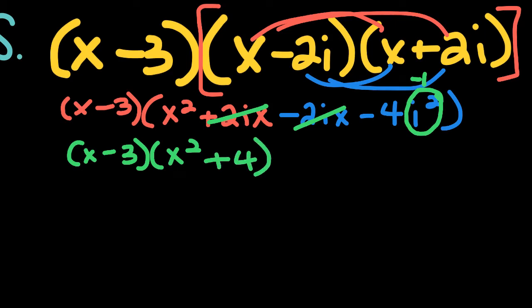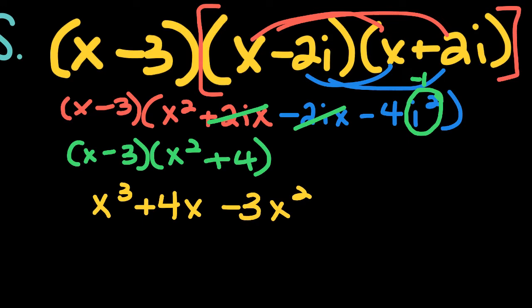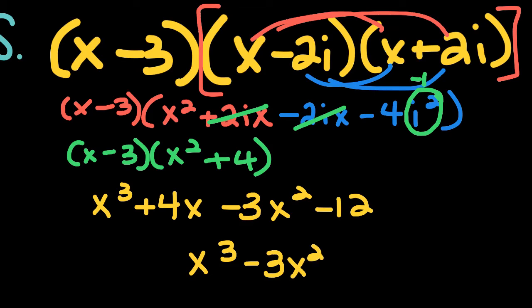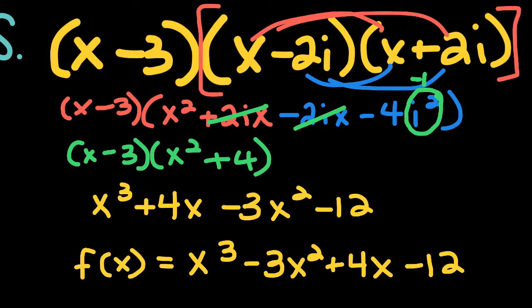So the first would be x to the third, outer 4x, inner negative 3x squared, and last negative 12. And then you just want to rewrite that in decreasing degree format. And because we're looking for a function, I set this equal to f of x.